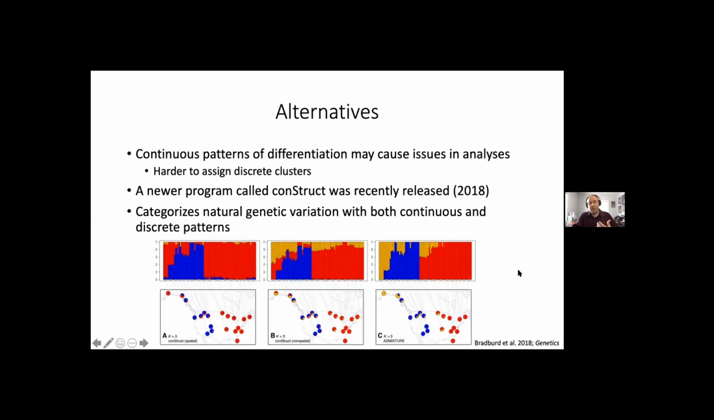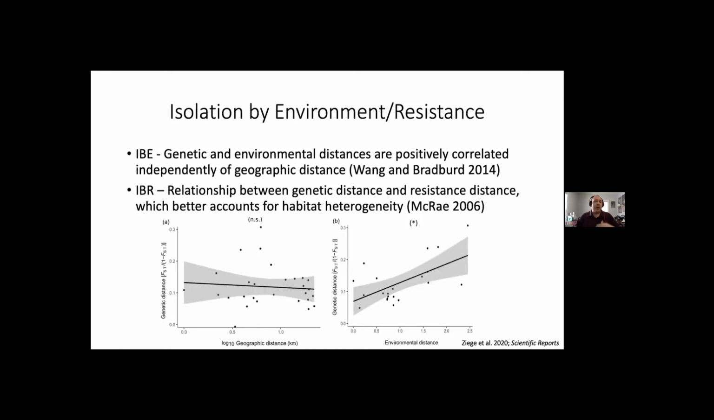But you can also go beyond just geographic distance. We can also look for isolation by environment or isolation by resistance. So IBE is looking for associations or patterns between genetic distance and environmental distances. So you can download the WorldClim data to use that. Or this IBR, this isolation by resistance, uses genetic distance and resistance distance, which better accounts for habitat heterogeneity. I'm not going to go through the tutorial to show exactly how these are done, but they do have a very similar framework to your isolation by distance.